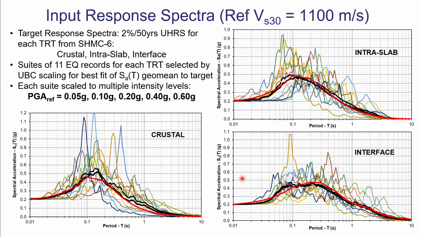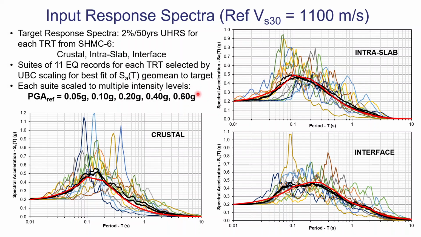So this is when the time histories were all selected by UBC. They were selected based on the shape of the 2% in 50-year UHRS for the individual tectonic source types. So not 2% in 50-year total hazard, but for each of the tectonic source types, the 2% in 50-year hazard for those sources. There was a target spectrum, and then the earthquakes were picked so that the geomean of those would fit as well as possible the target spectrum.